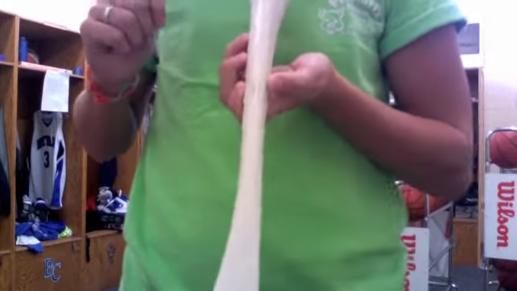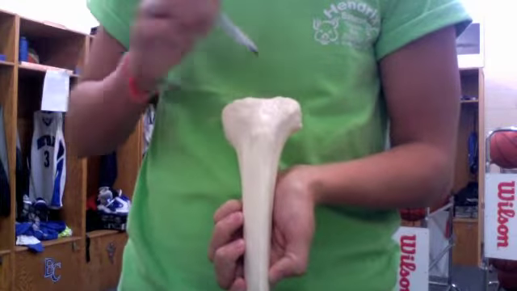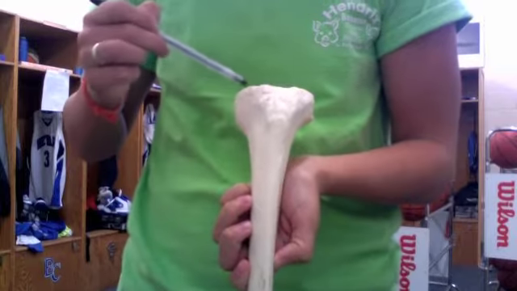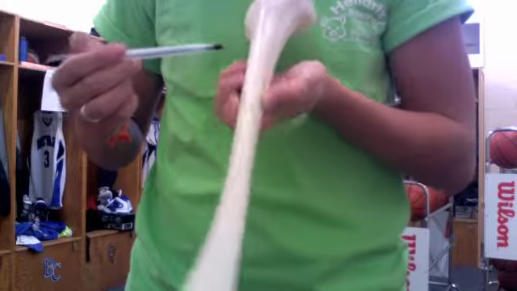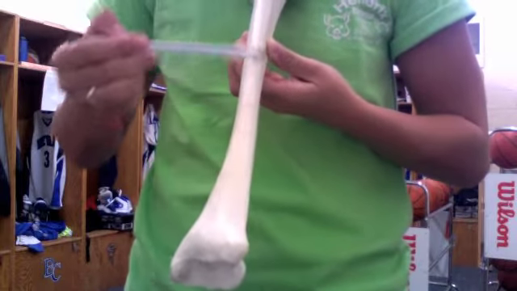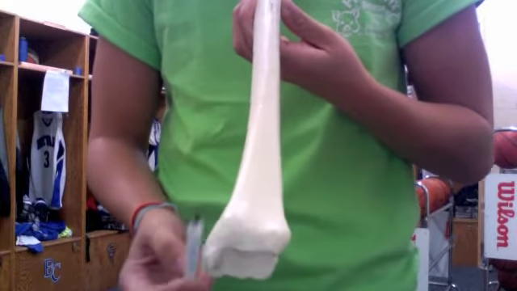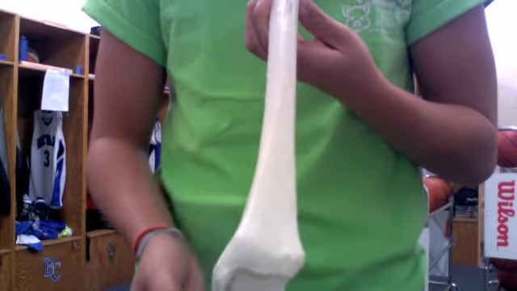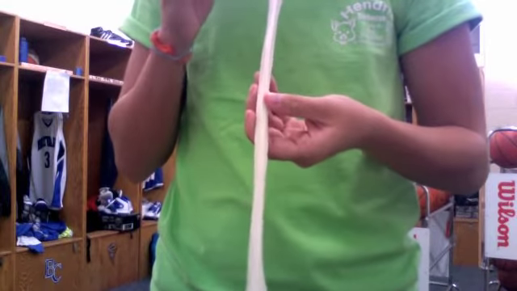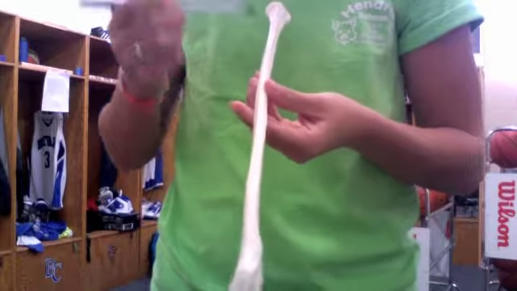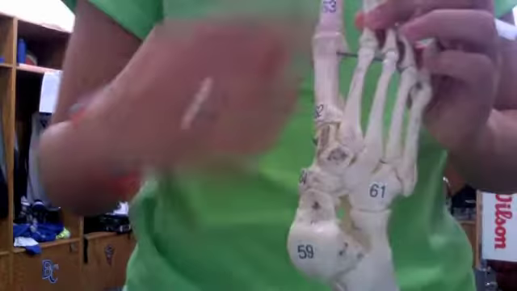This is the tibia. This is the lateral condyle. This is the medial condyle. This is the tibial tuberosity. This is the anterior crest, also known as the anterior border, and right here is the medial malleolus. This is the fibula. This is the head of the fibula. This is the neck of the fibula. This is the shaft, and this is the lateral malleolus.